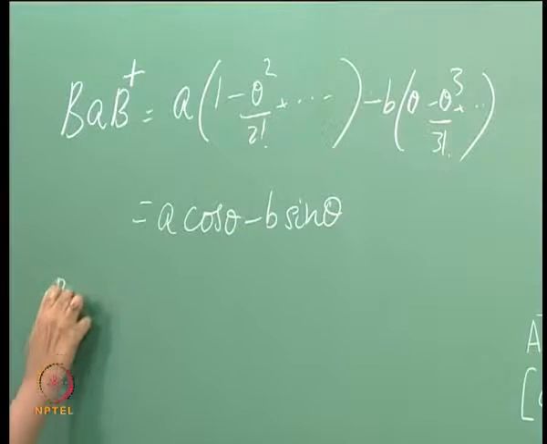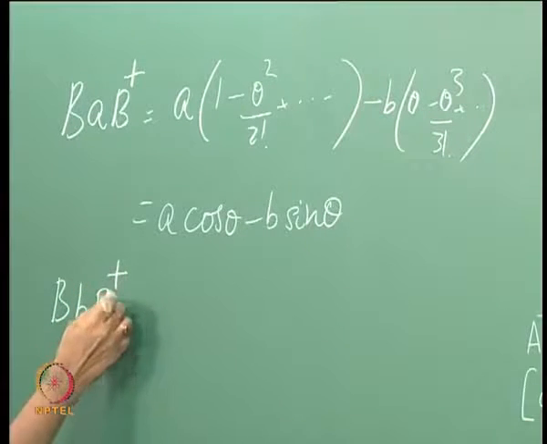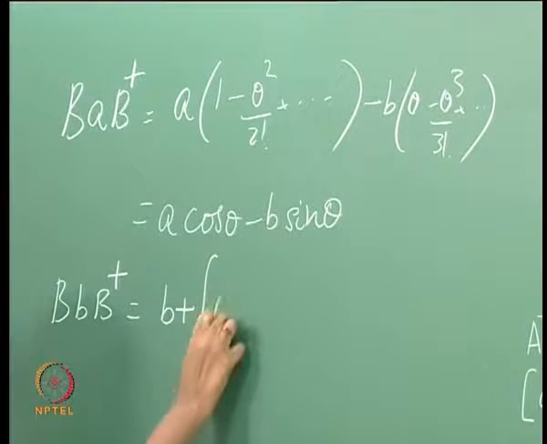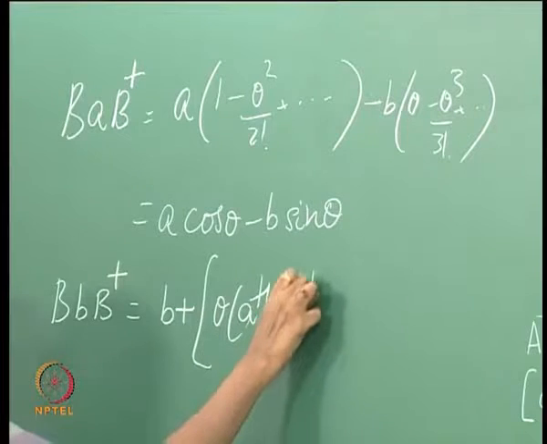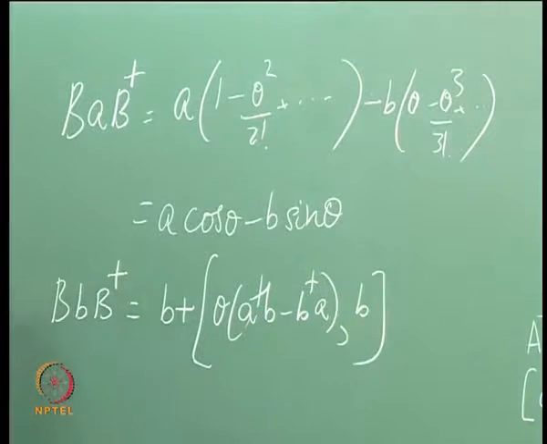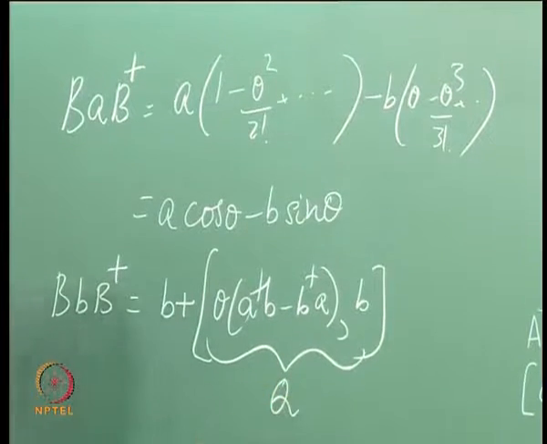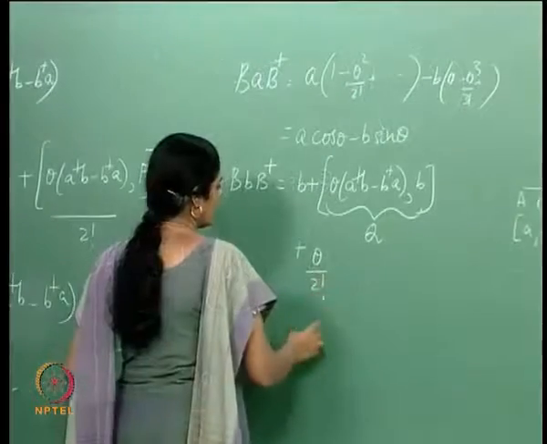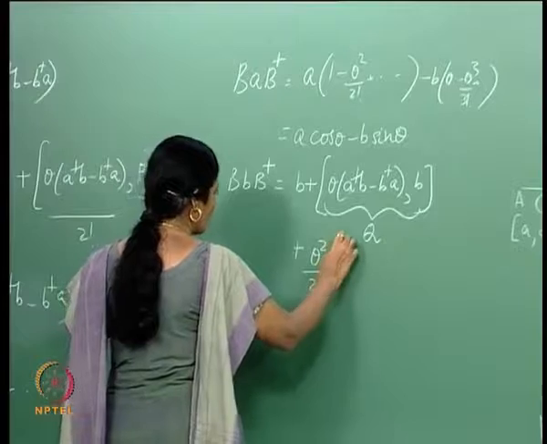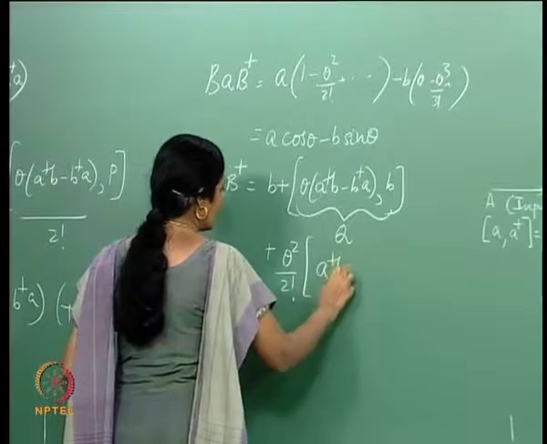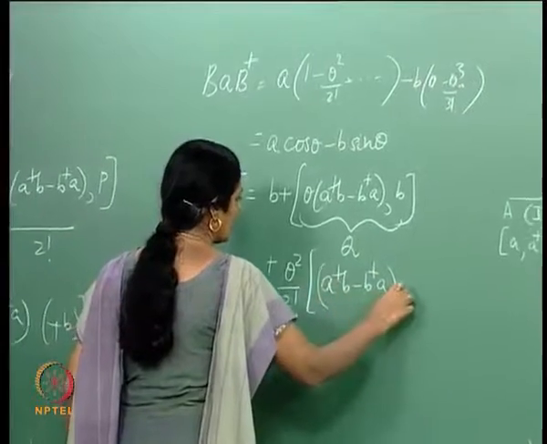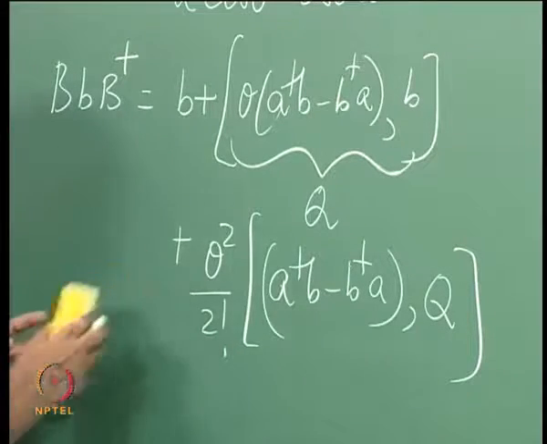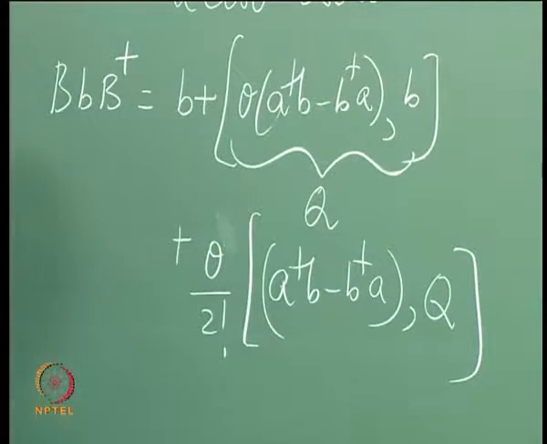Similarly, we can compute B small b B dagger, and that object is just B plus theta times the commutator of A dagger B minus B dagger A with B, and if I call this Q, the next term is plus theta squared by 2 factorial commutator of A dagger B minus B dagger A with Q and so on.